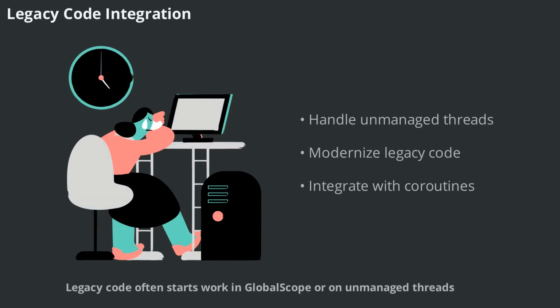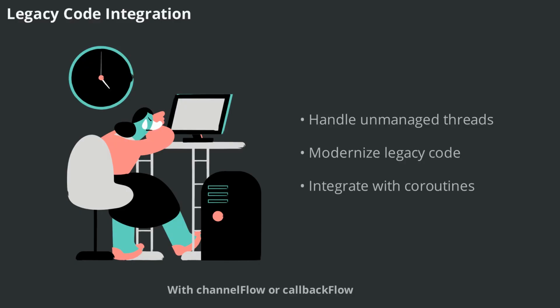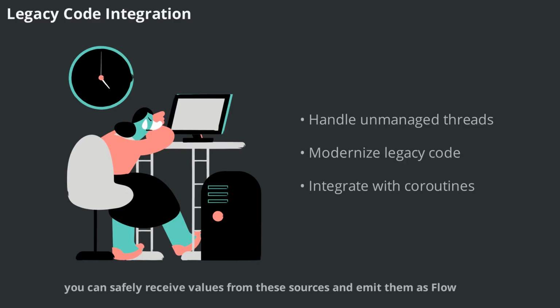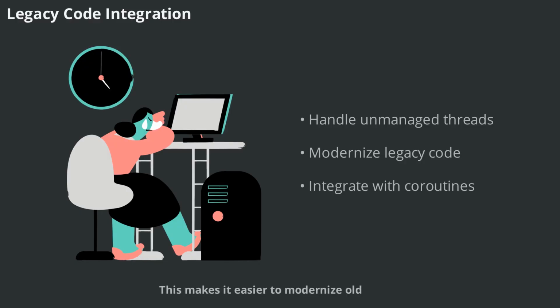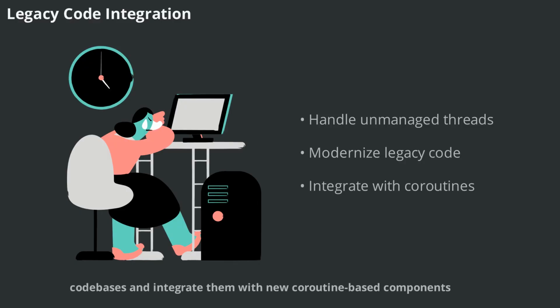Legacy code often starts work in GlobalScope or on unmanaged threads. With channel flow or callback flow, you can safely receive values from these sources and emit them as flow. This makes it easier to modernize old codebases and integrate them with new coroutine-based components.